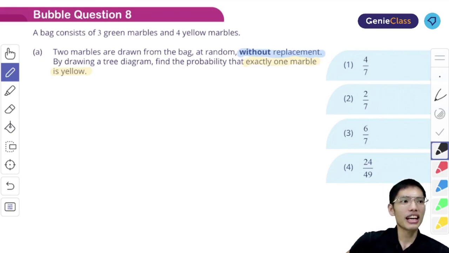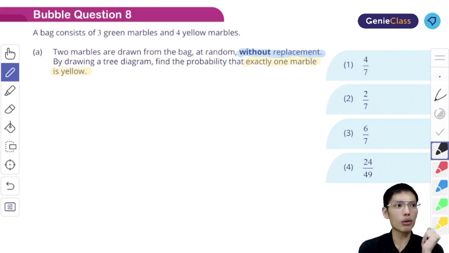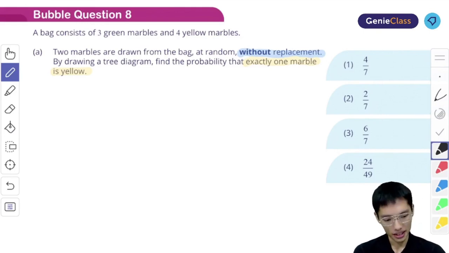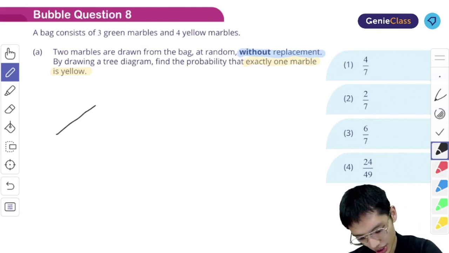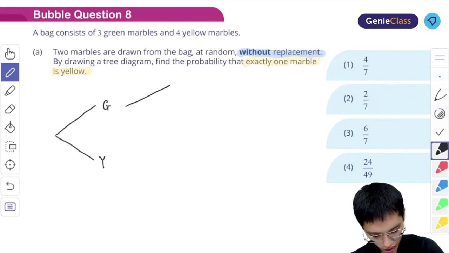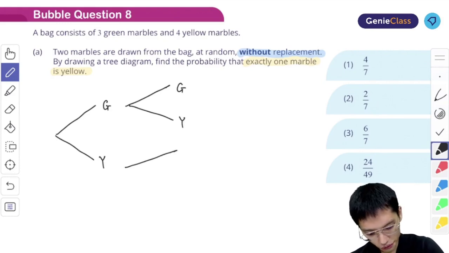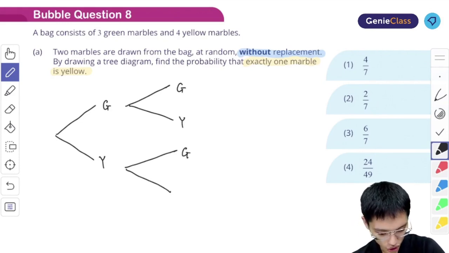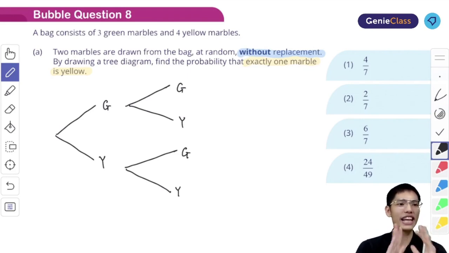Alright, that's good. Take note, this is without replacement now. So what happens to my numerator and denominator depending on the scenario? Okay, so I hope your tree diagram is going well. 2 marbles. Green and yellow, green and yellow. Okay, if you follow my tip, this question should be alright. Okay, hang in there with me.